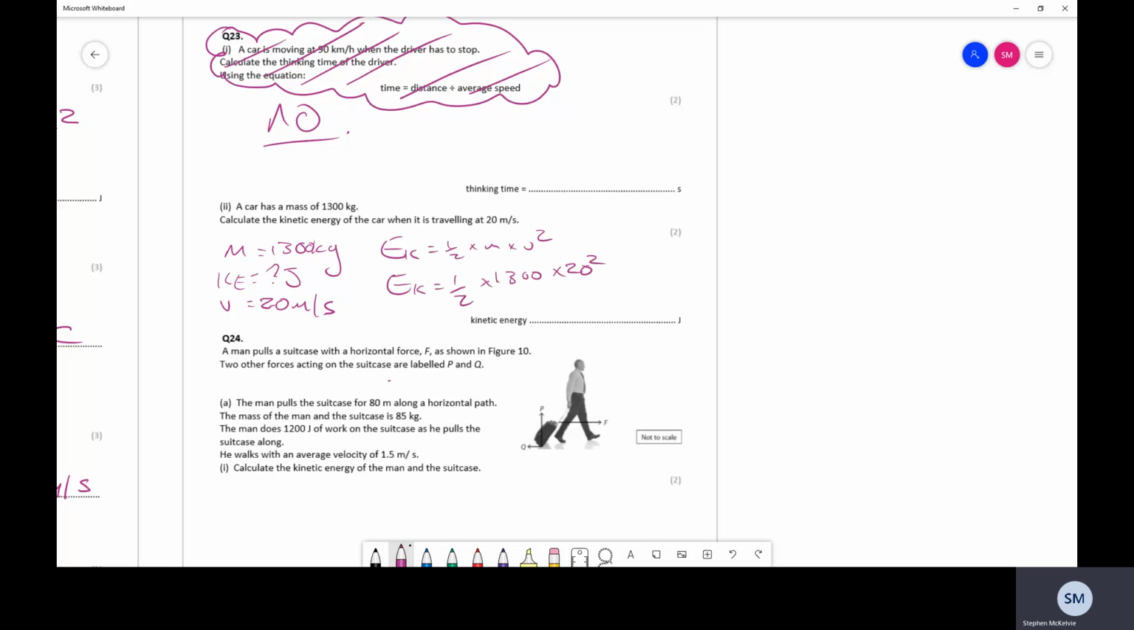It is so important to remember that squared because so many people forget it. And there are no benefit of the doubt marks if you do that because you substituted into the wrong equation. Kinetic energy here, 260,000 joules.